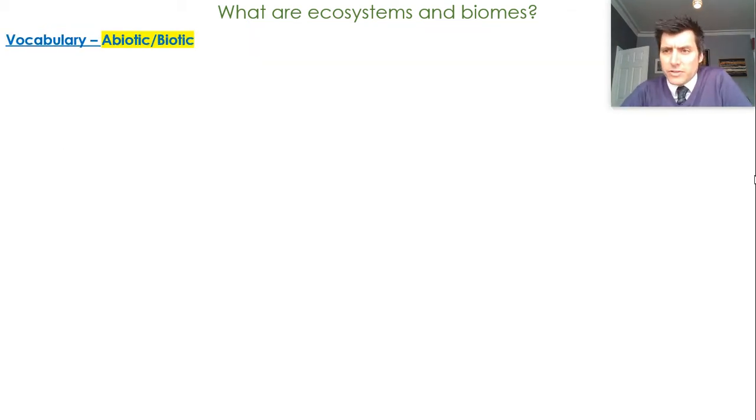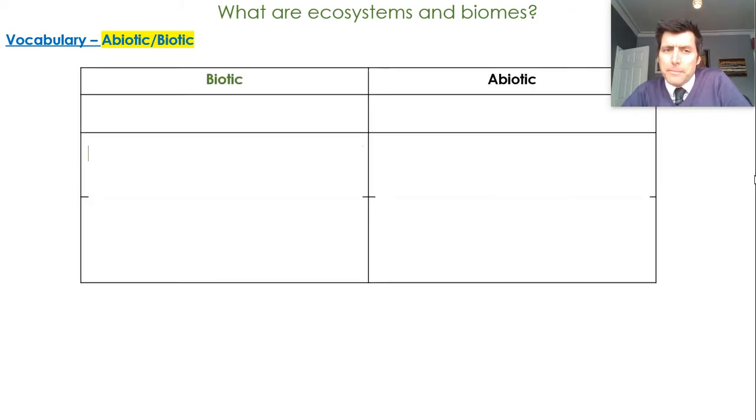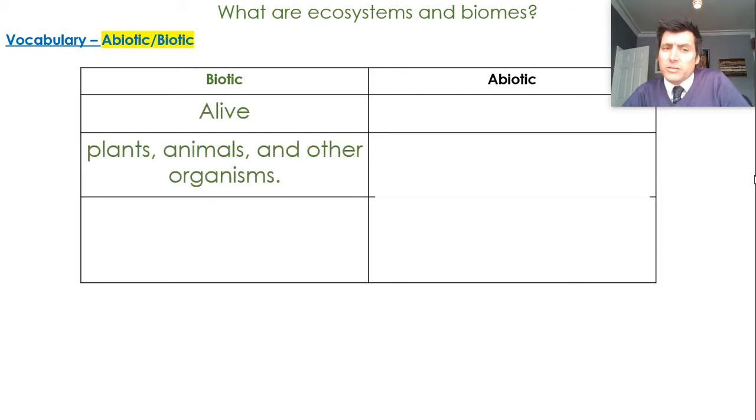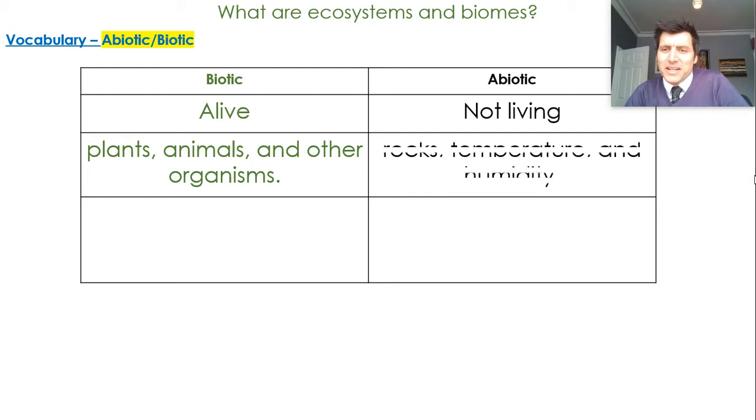Two new pieces of language that we're looking at today: abiotic and biotic. Biotic is something that's alive. So something that's alive would mean anything such as plants, animals, and all other organisms. We've looked in our science this week at microorganisms. So anything which is living is biotic. Anything which is not living is abiotic. I'm not sure how to pronounce that quite. But that means things such as rocks, and more broadly, concepts such as temperature and humidity. Any of those are things which are abiotic.